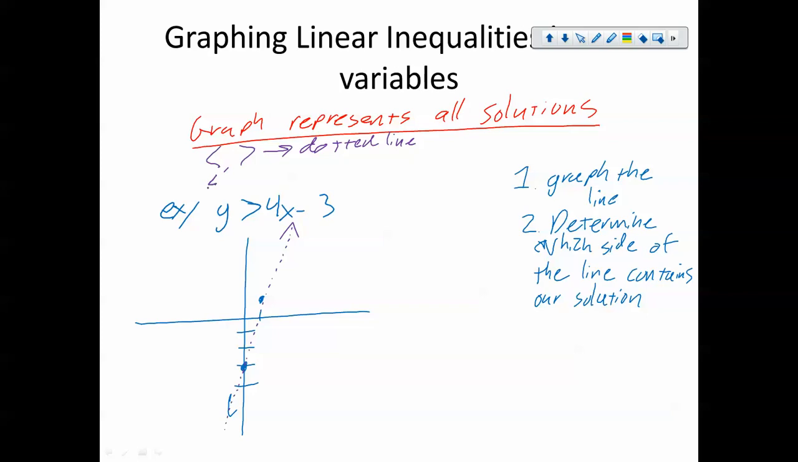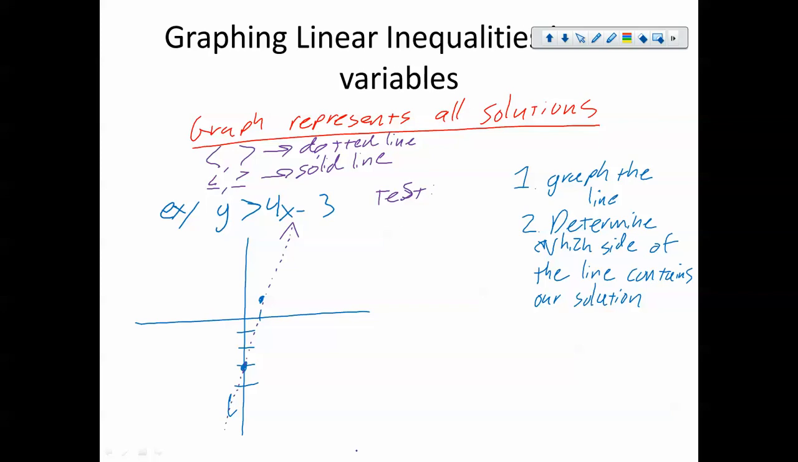If it's a less than or equal to or a greater than or equal to, it is a solid line. And yes, that is important to recognize. So let's test to see which side contains our solutions.